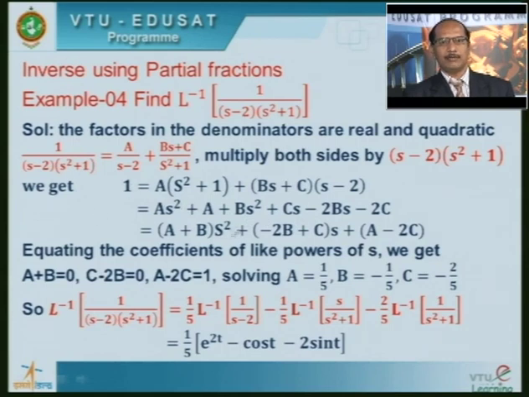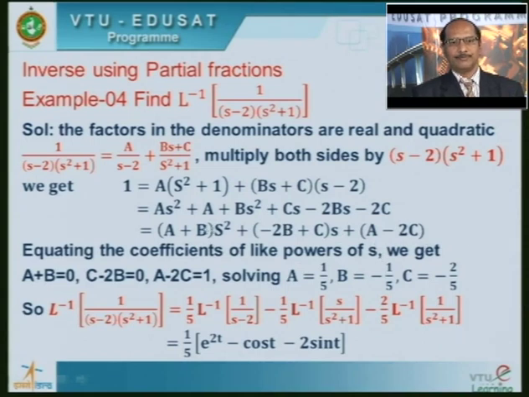Then collect the coefficients of various powers of s. First consider the s square terms: a into s square and b into s square, combining them gives a plus b into s square. Then the s terms: c into s is one term and minus 2b into s is another, combining these gives minus 2b plus c into s. The constant terms are a and minus 2 into c. So we have categorized the coefficient of s square, the coefficient of s and the constant term.